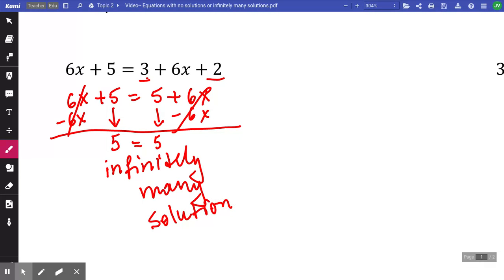So if you end up with two equal numbers, one number on each side, that means that it's infinitely many solutions.